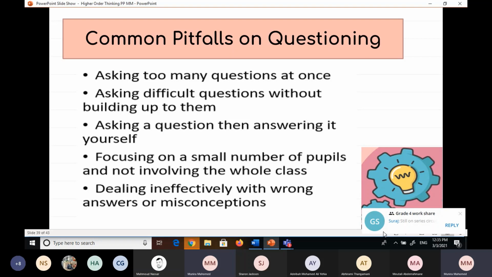So because of that, we take advantage of this and we focus on those small number of pupils that are always involved in this. So that's a big downfall. We try to amend that. Dealing ineffectively with wrong answers or misconceptions.